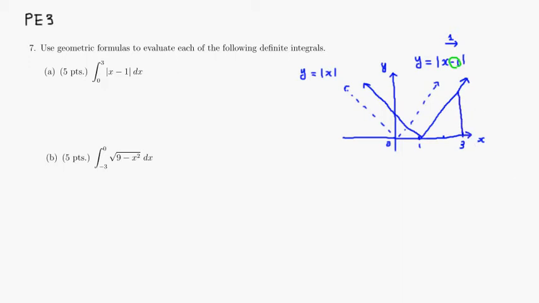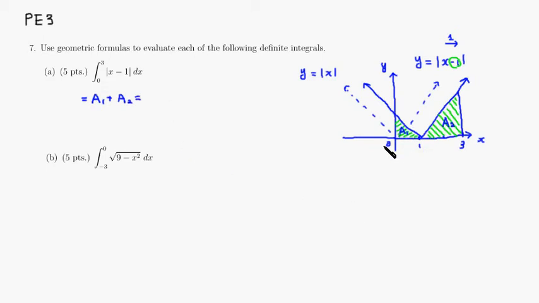So the region we're looking at is this small triangular region combined with this triangular region right here. I'm going to call the first one, the little guy, A1, and I call this one A2. So this is simply the combination of A1 and A2. So let's find the area.